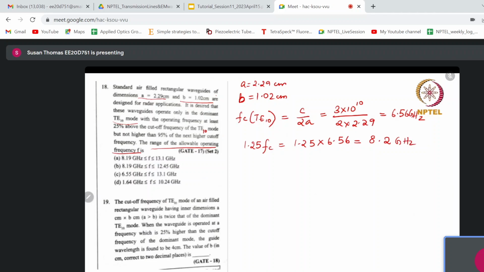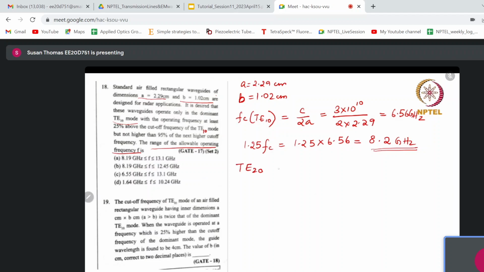Okay, so if you see, this has to be above. So the operating frequency has to be at least 25% above the cutoff frequency of TE10, but not higher than 95% of the next higher cutoff frequency. So after TE10, which mode comes? After TE10, the next higher mode is TE20 mode.